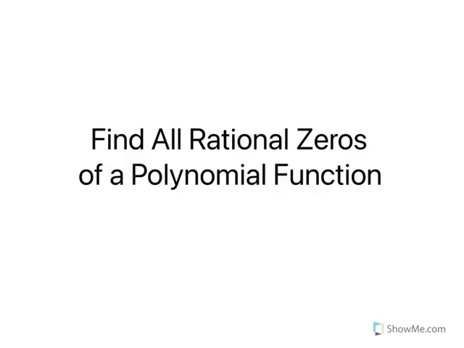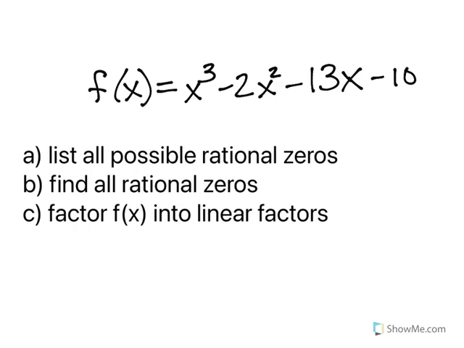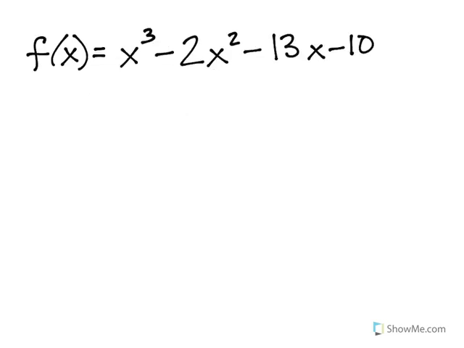Find all rational zeros of a polynomial function. We're going to start with the polynomial function f of x equals x cubed minus 2x squared minus 13x minus 10. We're going to do this in 3 steps. Our first step is going to be to list all the possible rational zeros. Then we're going to find them. Then we'll factor f of x into linear factors. Once you find the rational zeros, the linear factors is a whole lot easier. So let's go ahead and get started.